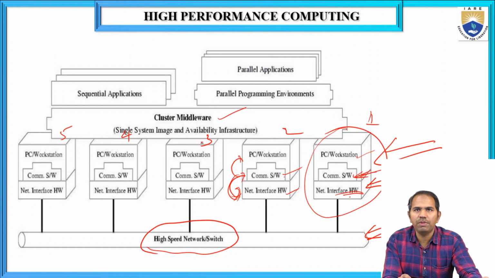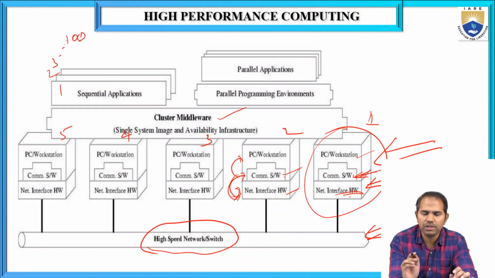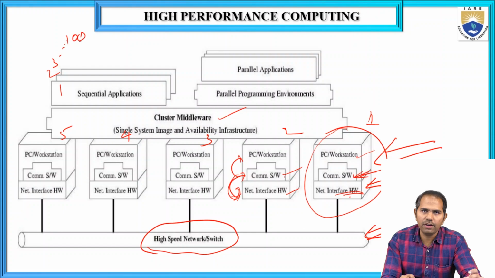Now, the cluster middleware. This middleware has to interact with a group of nodes or PC workstations. After that, there are sequential applications. We have given different applications to the cluster system. All applications are maintained in a queue like this. These are the different applications maintained, a sequence of applications.